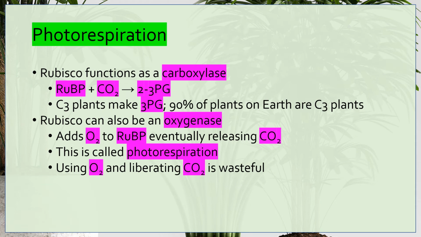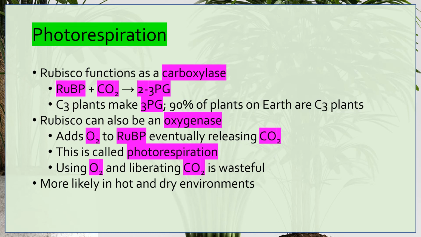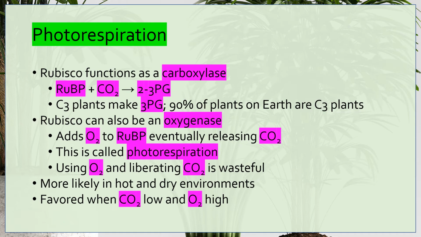Rubisco can also be used as an oxygenase, so it adds oxygen to RuBP, eventually releasing carbon dioxide. This is called photorespiration. Using that oxygen and liberating CO2 is very wasteful. More likely, this happens in hot and dry environments. This is favored when CO2 is low and oxygen is high.